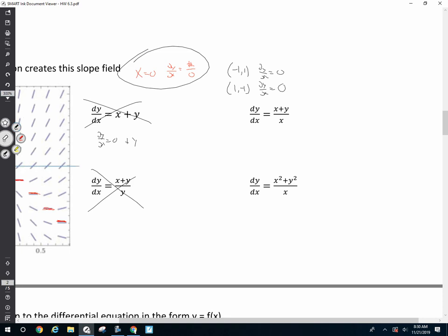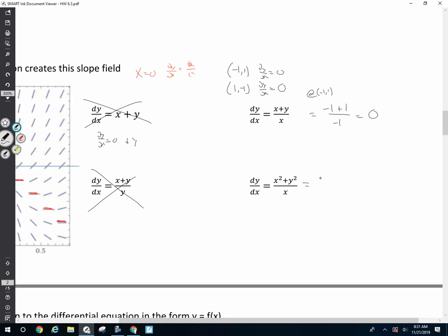Now I'm going to use the other 2 points. If I plug in negative 1, 1, I better get 0. So let's see. At negative 1, 1, I'll have negative 1 plus 1 over negative 1. That's 0. Okay, that's good.